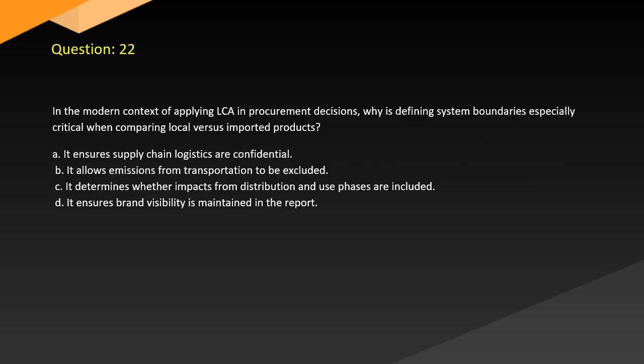Question 22. In a modern context of applying LCA in procurement decisions, why is defining system boundaries especially critical in comparing local versus imported products? A. It ensures supply chain logistics are confidential. B. It allows emissions from transportation to be excluded. C. It determines whether impacts from distribution and use phases are included. D. It ensures brand visibility is maintained in the report.